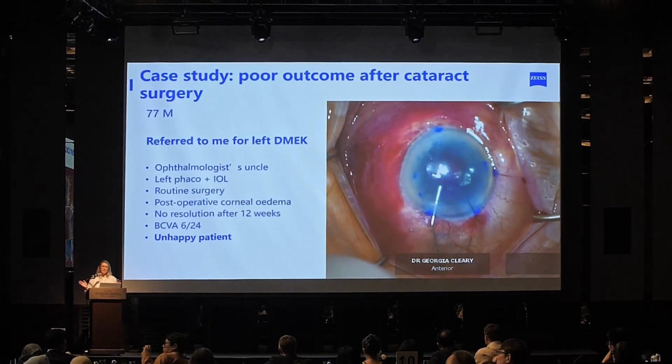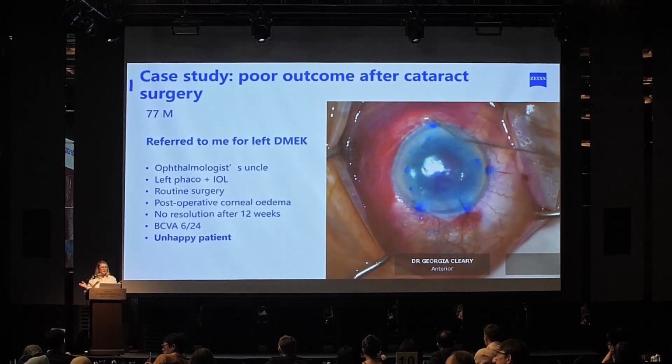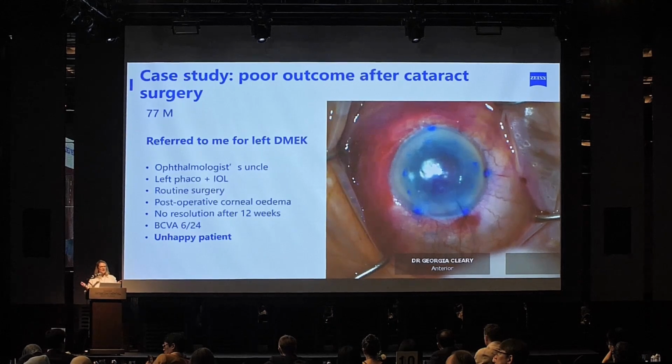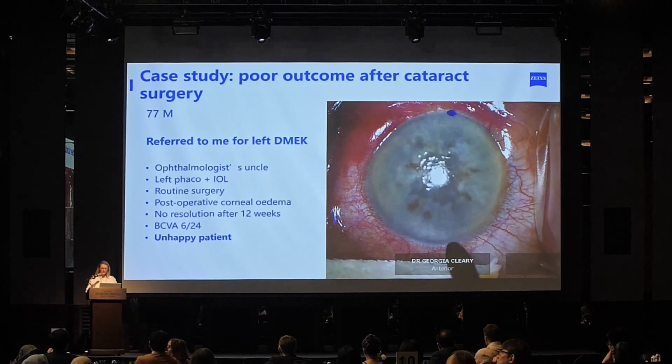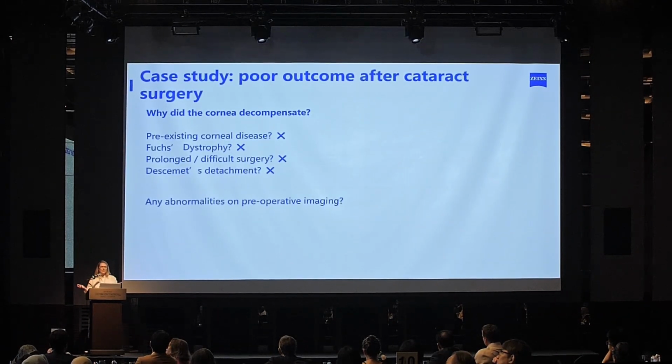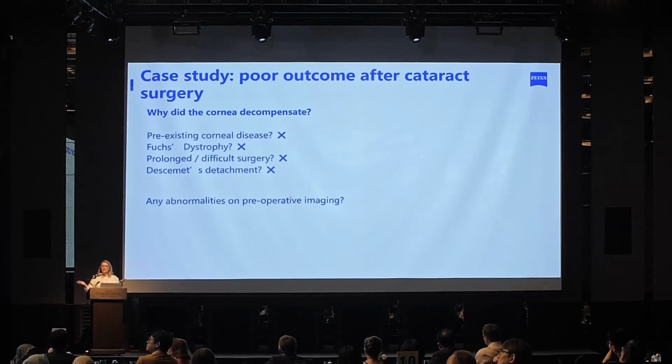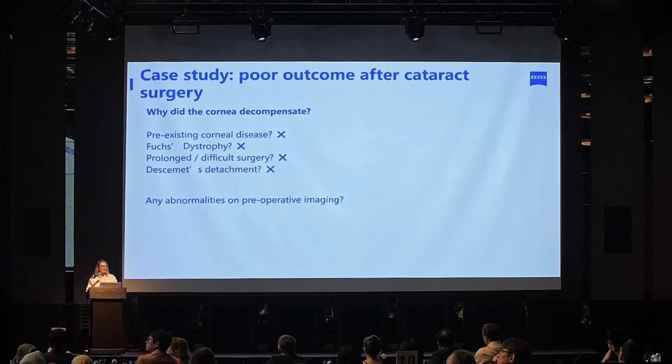So he was 6'2". This is a guy who's got a truck license, and he was pretty unhappy because he was expecting a pretty good result. So when the referring surgeon then looked at, why did this happen? Surgery was pretty routine. He was trying to figure out why things had gone wrong.